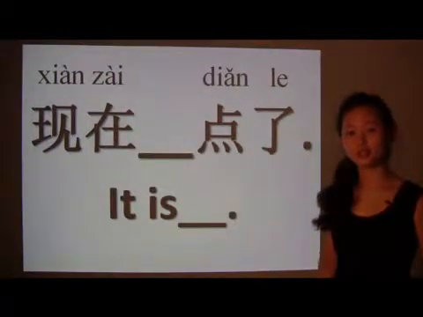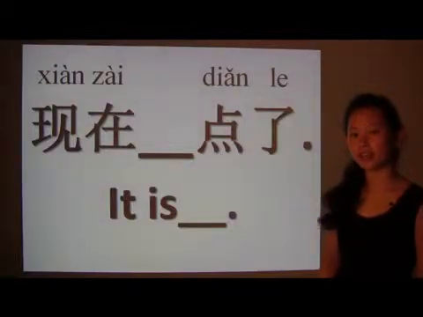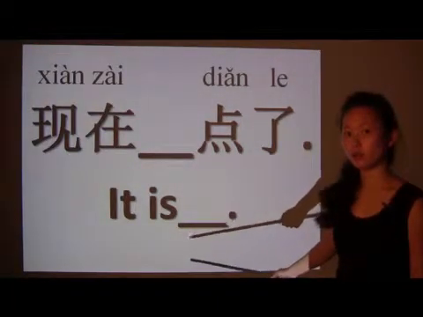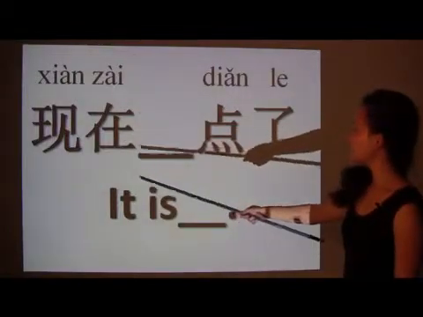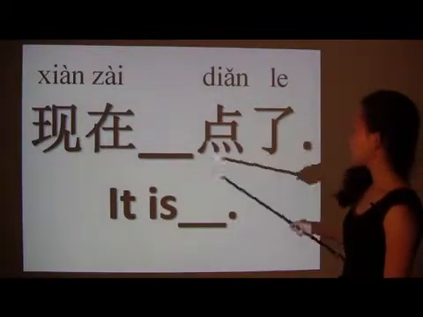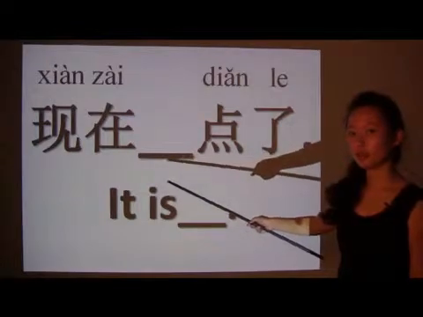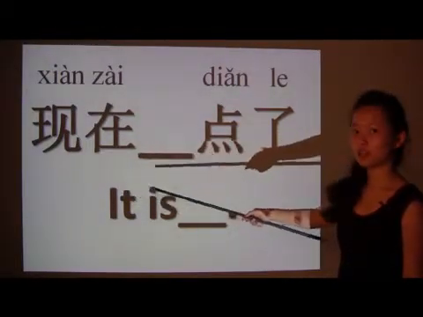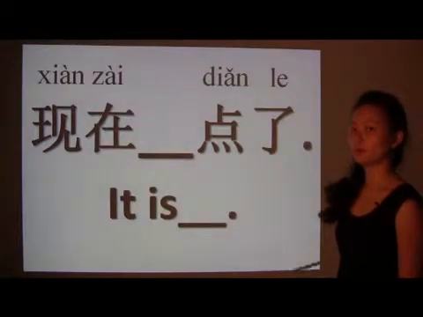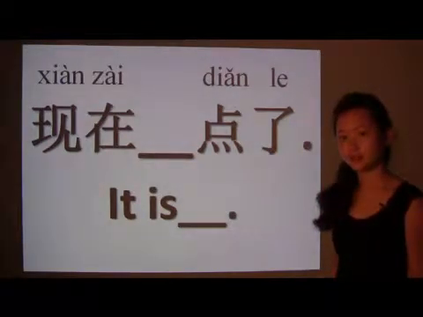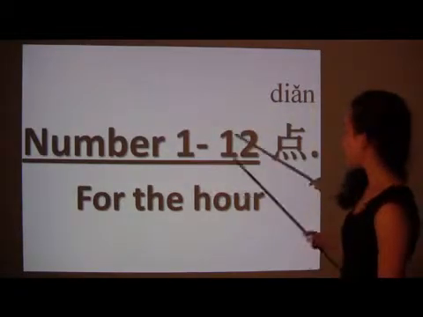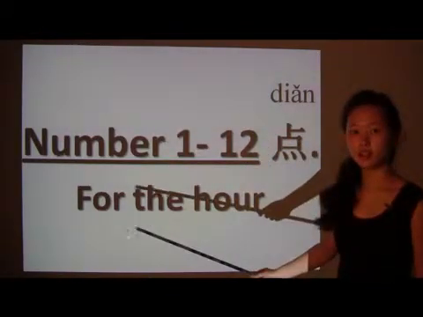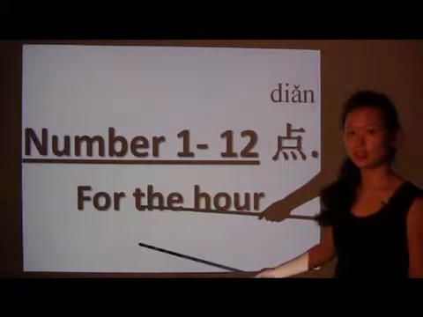And then, if you're the lucky person with the watch, you answer by saying, it is, and giving the hour and the minute. 现在__点了. You fill in this blank with the hour. 现在, now it is so-and-so hour. For example, you would say a number 1 through 12 if you're using regular time.